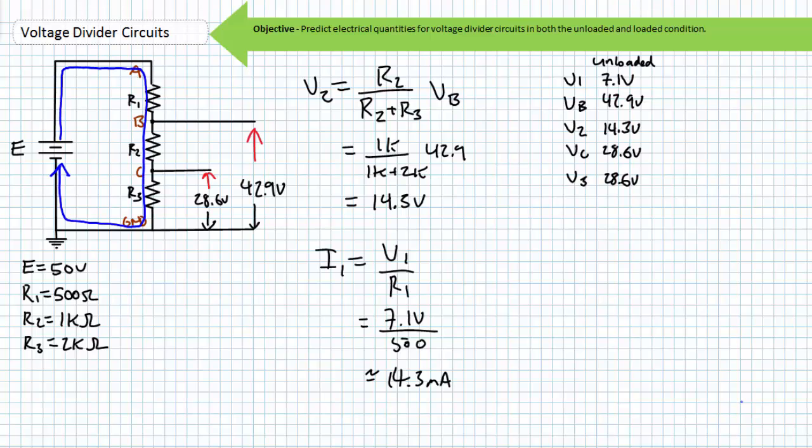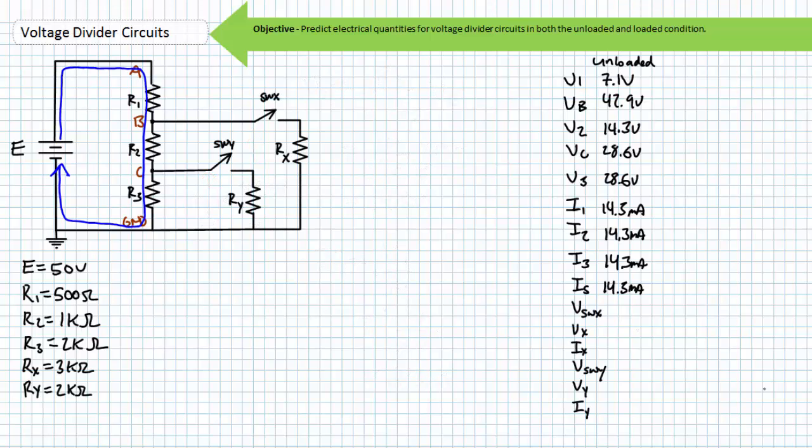Finally, an Ohm's law analysis of this voltage divider circuit in the unloaded condition suggests that current through any of these three resistors is approximately 14.3 milliamperes. This current internal to the voltage divider circuit is sometimes known as bleeder current. For an unloaded voltage divider circuit, source current and bleeder current are one and the same because a pure series circuit has but one path for current.